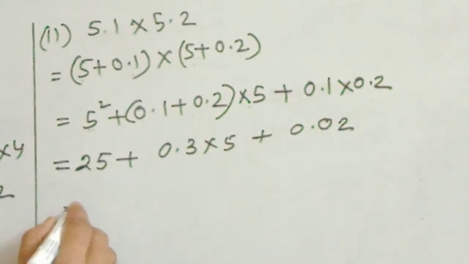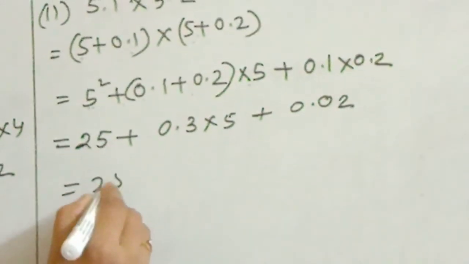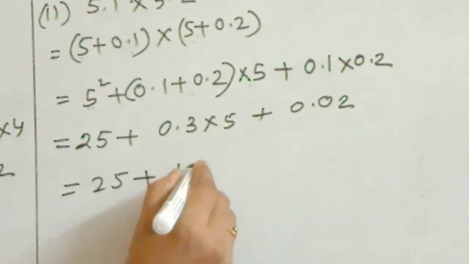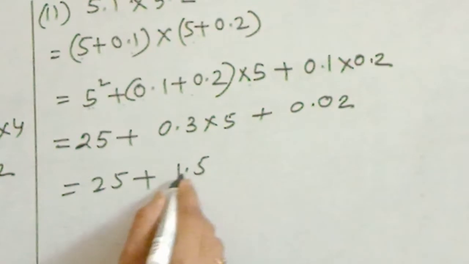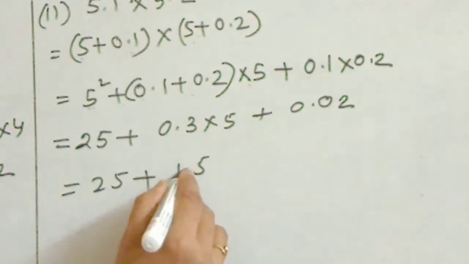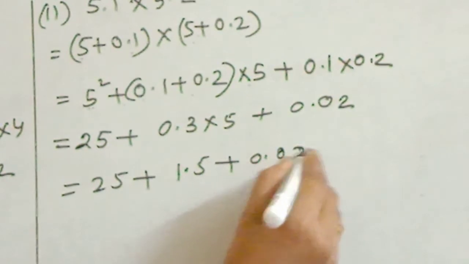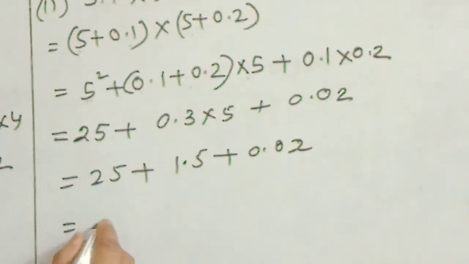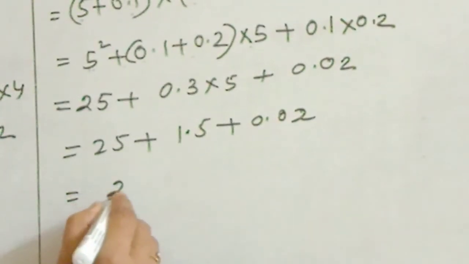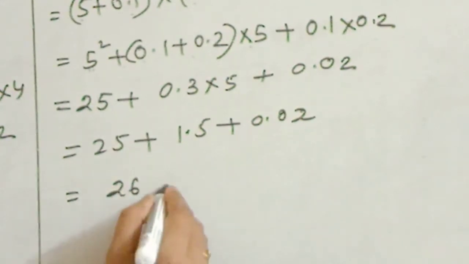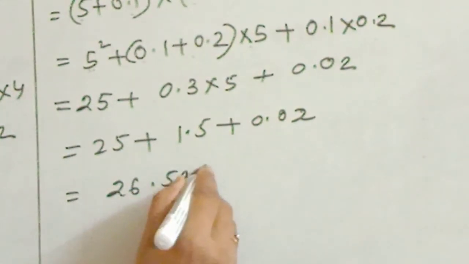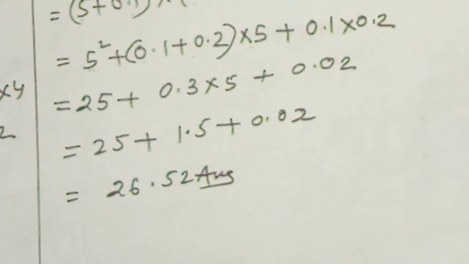Now if we add 25, first we will multiply 0.3 into 5, 3 5s are 15, 1 place of decimal, so 1.5. Now 0.02. If you add all these, you will get 25 plus 1, 26, then 0.52. Okay.